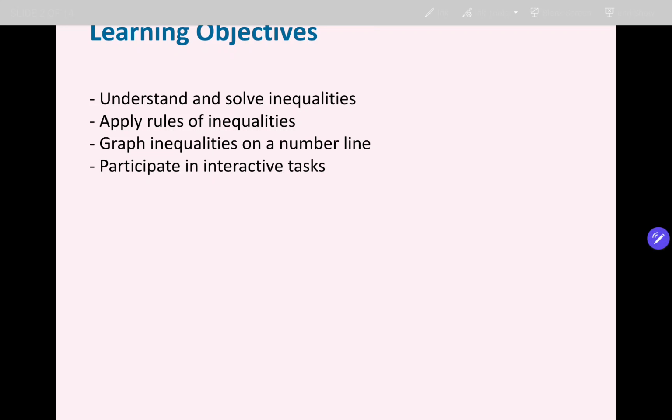Today we'll be looking at inequalities. In our past lectures, we've looked at equalities in terms of linear equations, quadratic equations, simultaneous equations. Today we'll be looking at inequalities. And we hope that by the end of this class, you'll be able to understand and solve problems on inequalities. You'll be able to apply the rules of inequalities and participate in our interactive task.